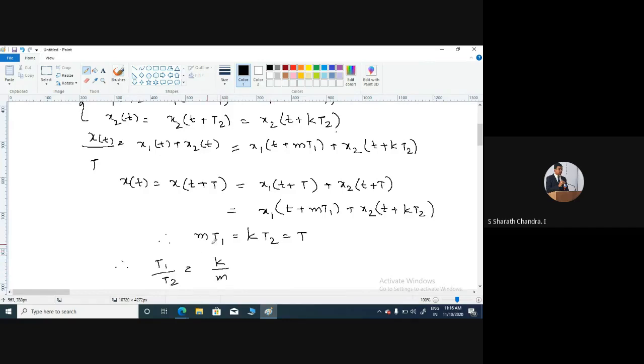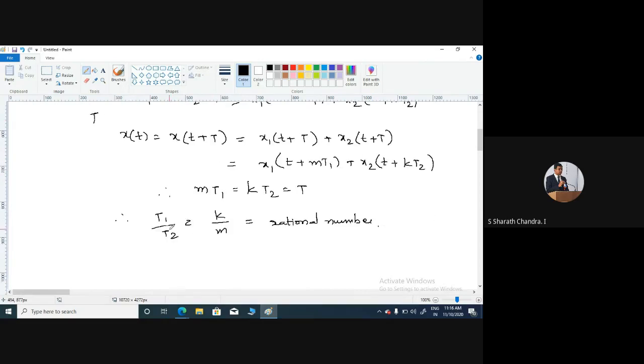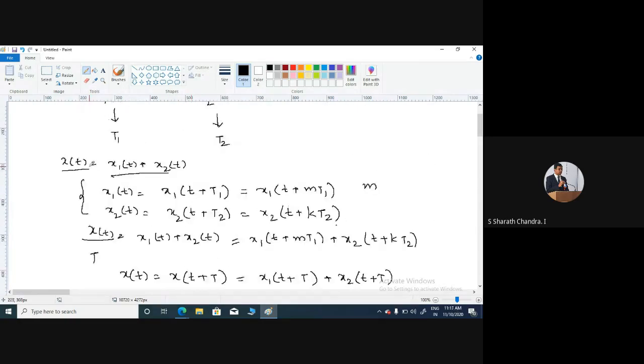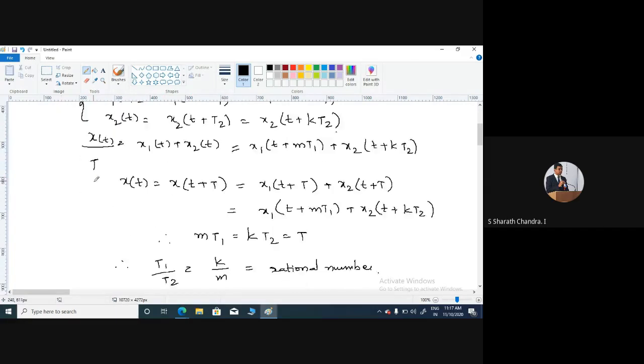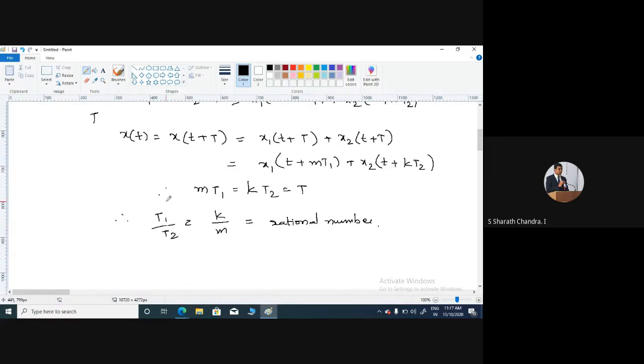From this equation, you can write the ratio T1 by T2 as k by m, and since k and m are positive integer values, it is a ratio of integers and represents a rational number. Therefore, our condition is proved: in order to have x of t equal to x1 of t plus x2 of t be a periodic signal, the ratio of these two fundamental periods should be a rational number.